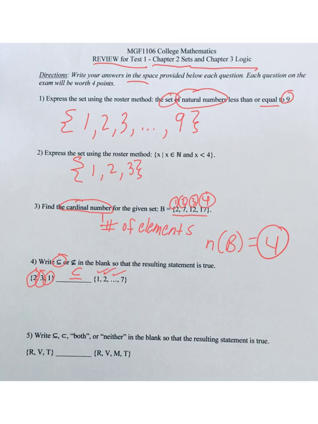Question 5, write subset, proper subset, both or neither in the blank so that the resulting statement is true. So if there's no equals bar below the squished C, remember that's proper subset.